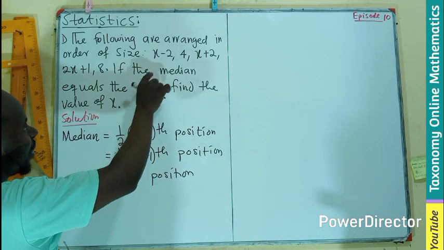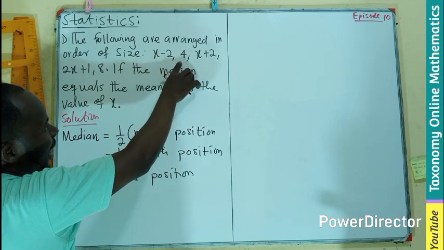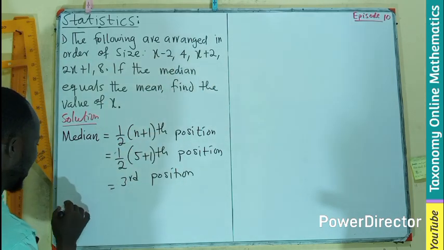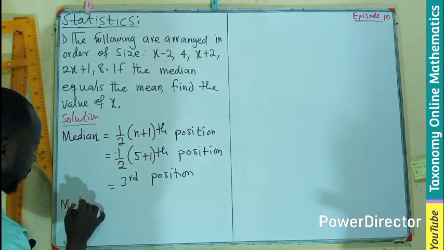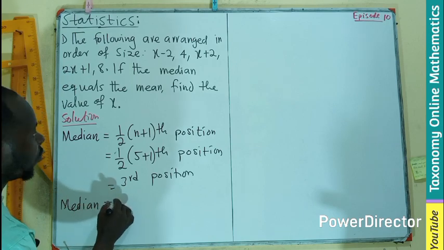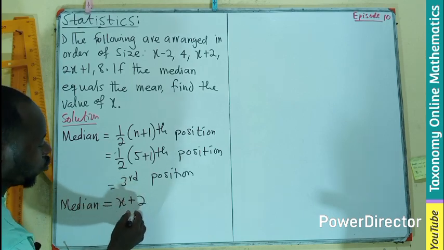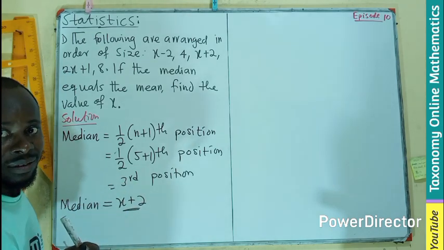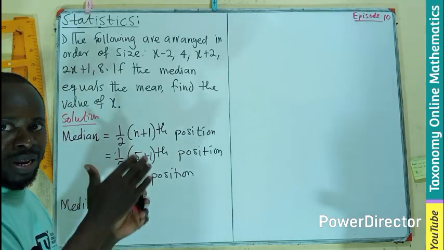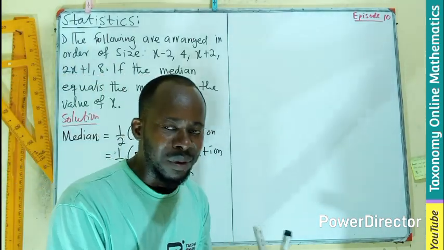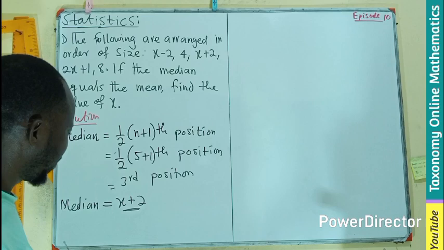The third position means the first number, the second number, the third number. So the median is going to be x plus 2. We can also count and pick the middle one, since the median means the middle item, or use a formula to determine that.